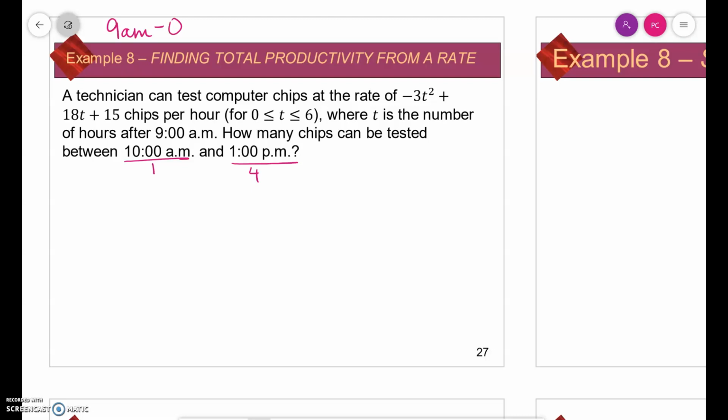So we need to integrate from 1 to 4 the function negative 3t squared plus 18t plus 15 dt. All right, so I want you to pause the video, integrate this function, and come back and check your work.